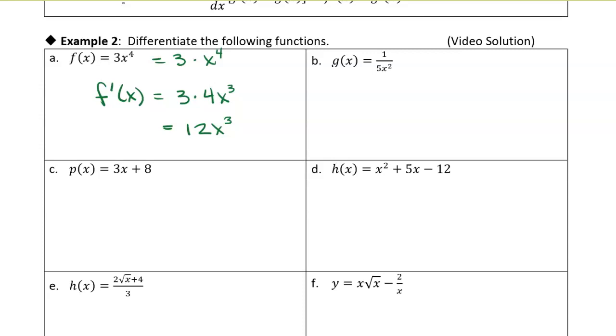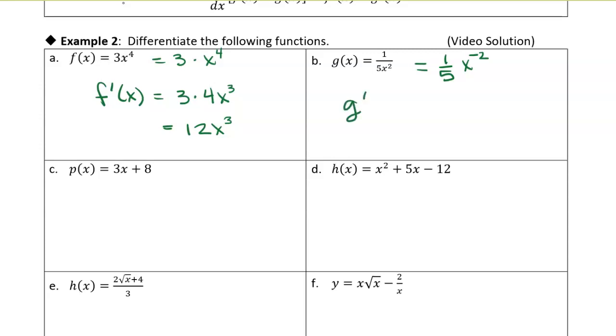All right, let's take a look at this one. We need to rewrite it first, right? So this is equal to 1/5 times x to the minus 2. I'm going to rewrite that 1 over x squared as x to the minus 2. Now it looks like a power function. So I have a constant multiple times a power function.